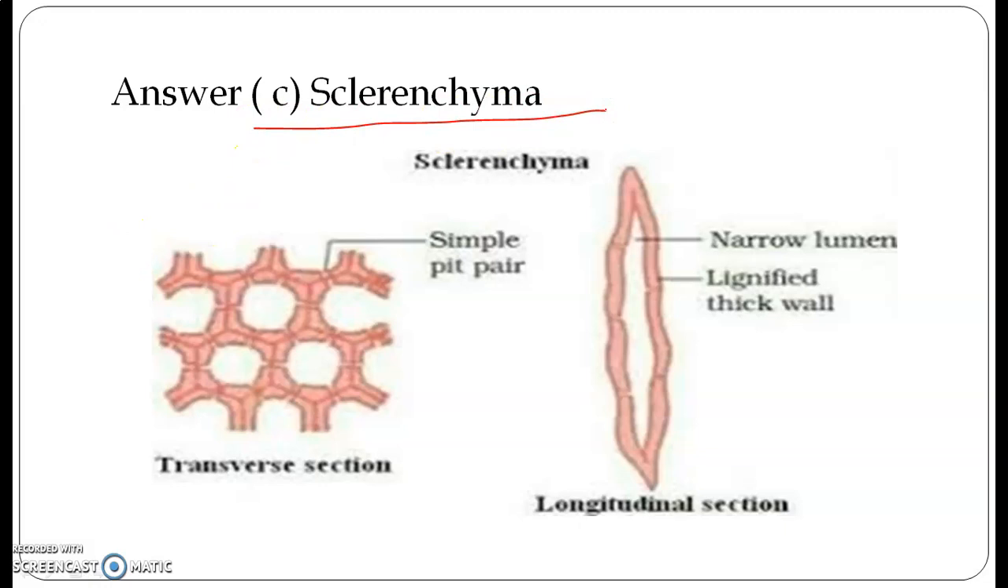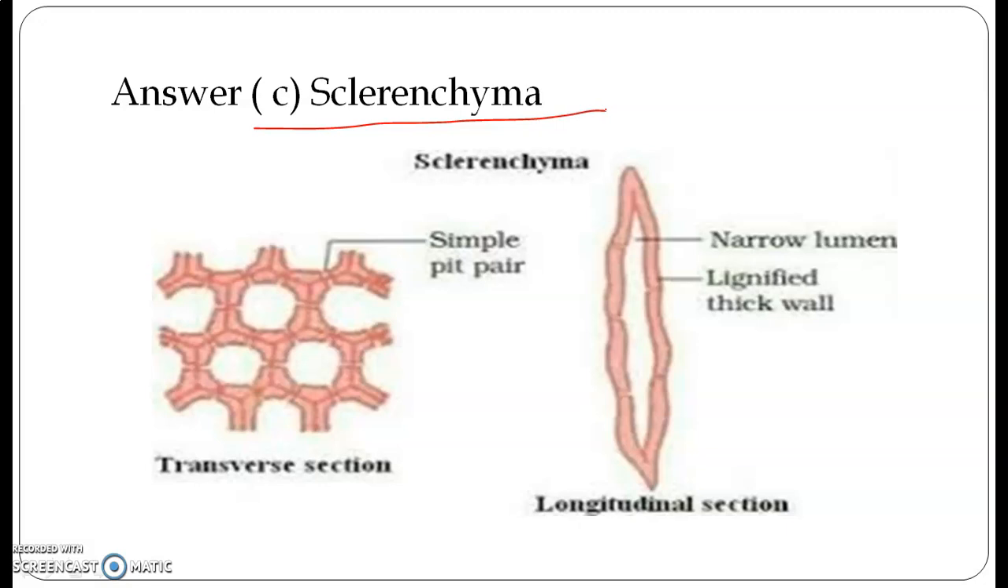Children, you know very well that sclerenchyma is a type of simple permanent tissue, and these cells are dead because lignin is deposited in the cell wall. And these sclerenchymatous cells basically provide mechanical strength to the plant and its parts.